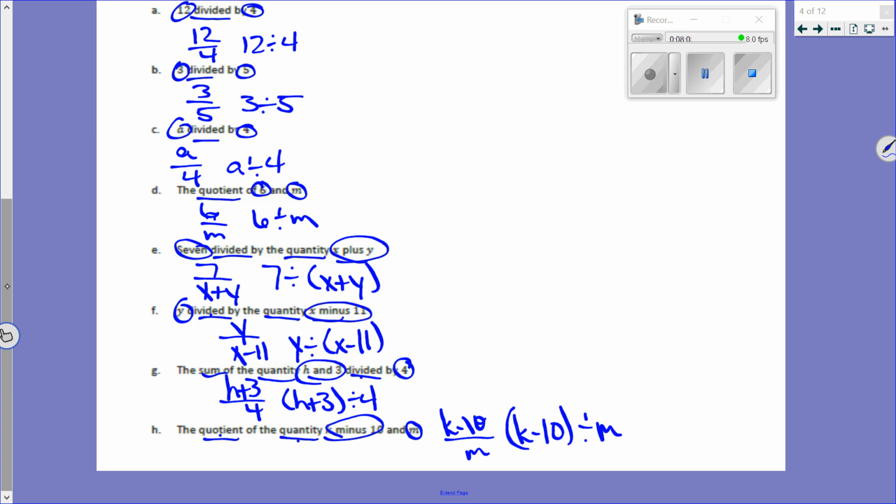So quotient is telling me I'm going to have how many numbers? 2, a numerator and a denominator, right? So at that point, I know I'm looking for some way that I'm separating those two. So I'm saying, okay, a quantity is telling me these are going together, k minus 10, and the divided by is showing me where my division bar goes. Make sense? Yeah.